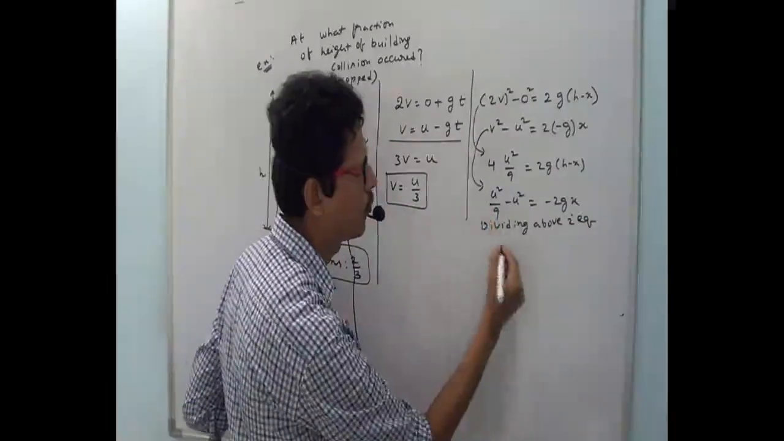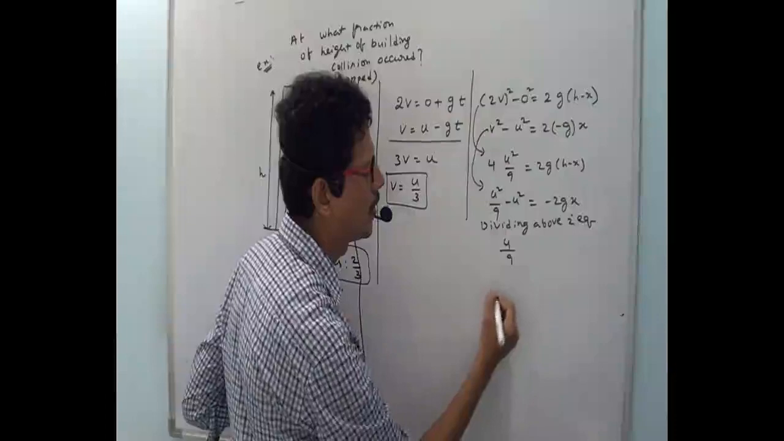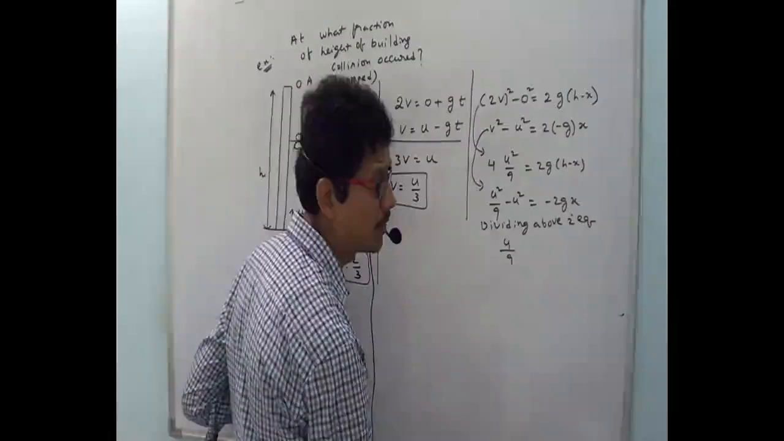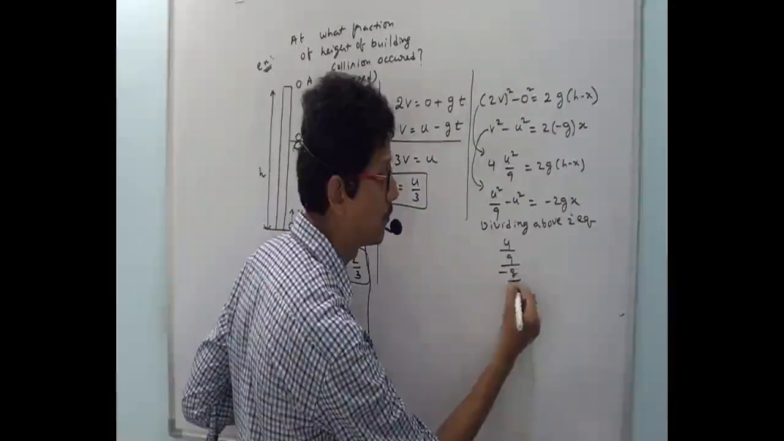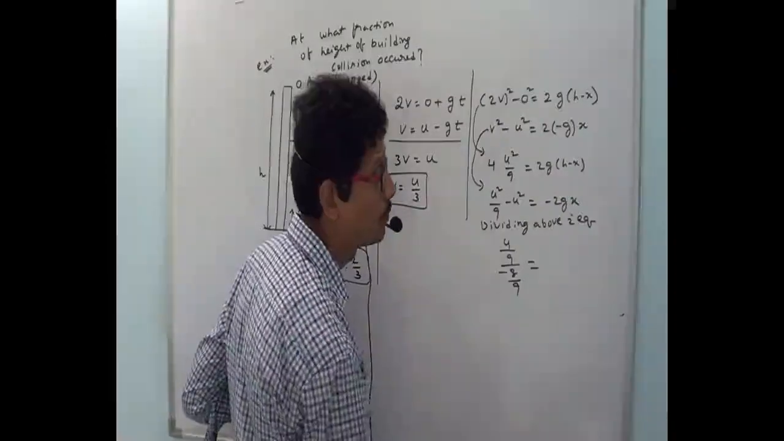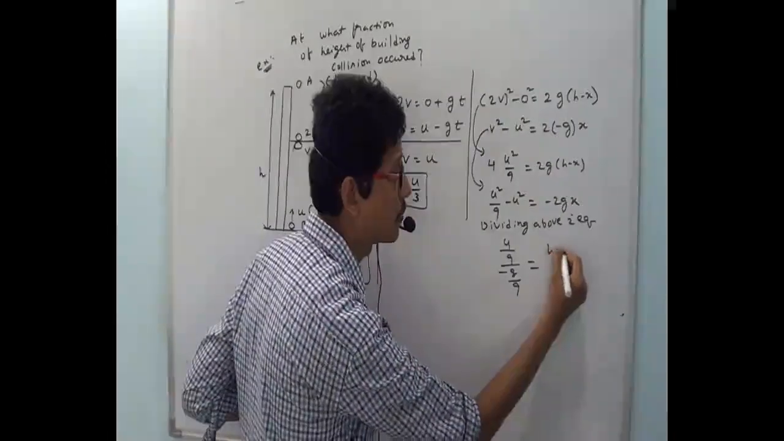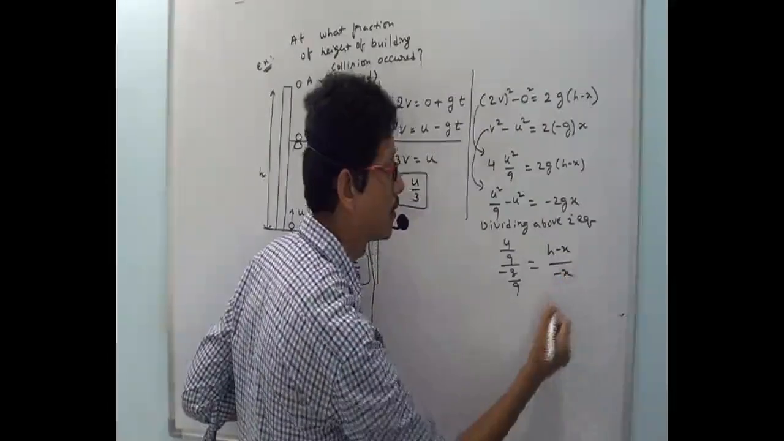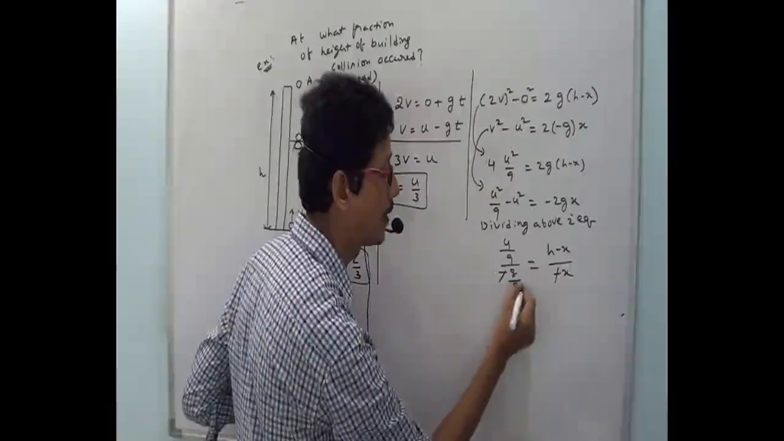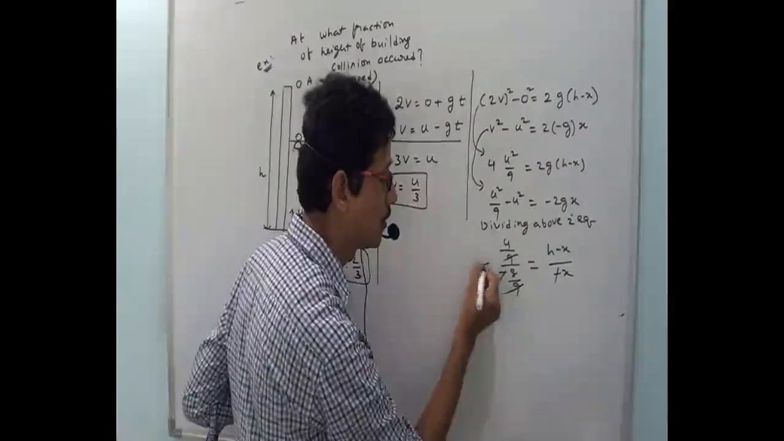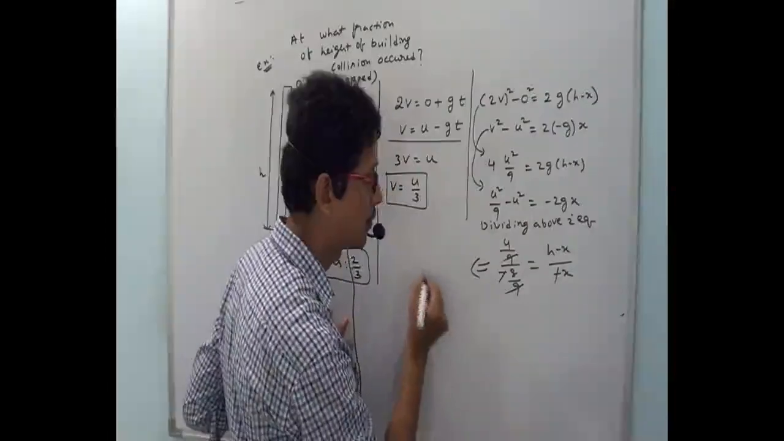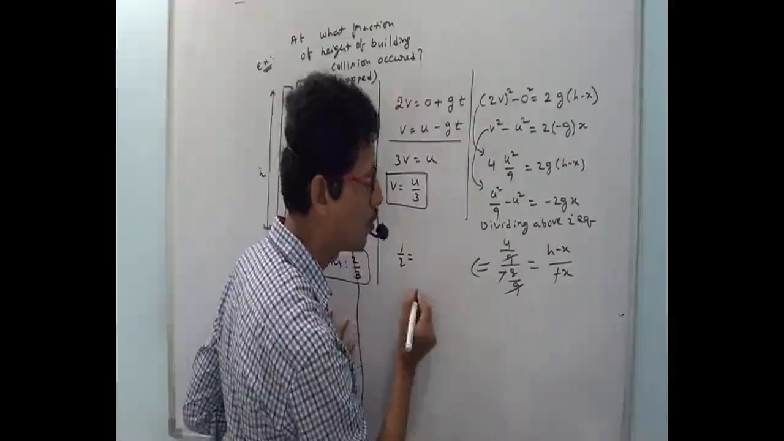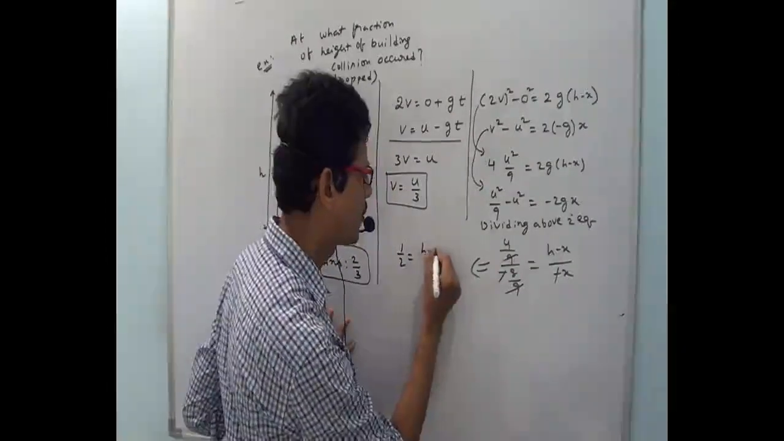Okay, what I will get? 4 by 9 divided by minus 8 by 9 is equal to H minus X by minus X. So this minus minus gets cancelled, 9 also got cancelled. So that implies 1 by 2 is equal to how much we got? H minus X by X.